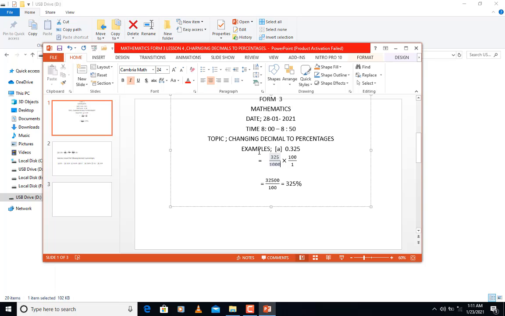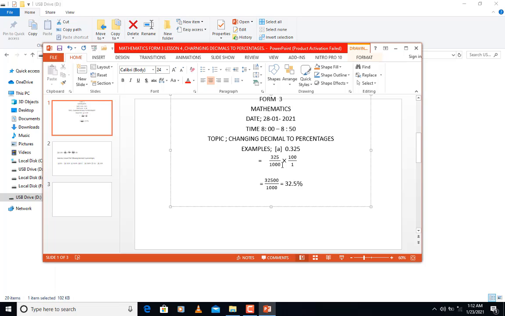Now, when changing to a percentage, you multiply by 100. So your final answer is going to be 32,500 over 1,000. Now, when dividing to get the percentage, you cancel the zeros. 2 zeros, 2 zeros. Then here it will be 32.5%.